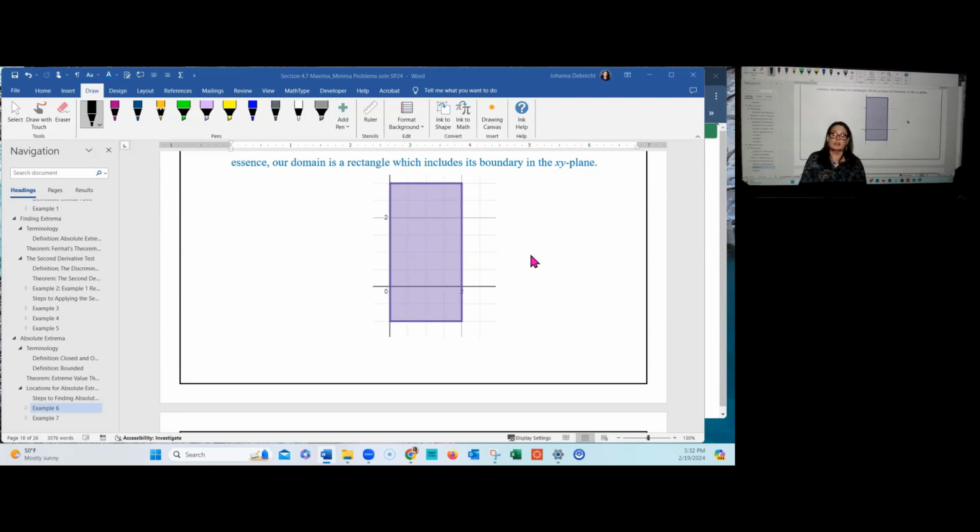The next thing I want to do is consider the boundary, which are the darker purple lines. The idea in this case is to take each line segment and parameterize it. I want to write x as a function of t and y as a function of t on each of the 4 individual line segments.